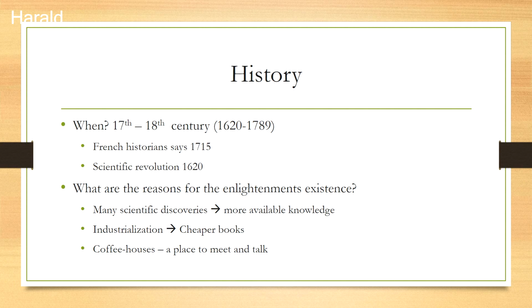First, a brief history. When was this period? The Enlightenment was between 1620 and 1790. According to French historians, though, they say it was between 1715 and 1789. 1715 because that was the year the French King Louis XIV died. 1789 was the start of the French Revolution.